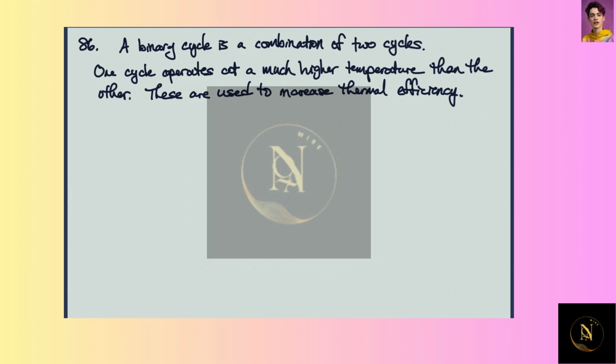So they ask us, what is a binary power cycle and what is its purpose? So a binary cycle is basically a combination of two cycles. So it's kind of like the gas steam, but in the gas steam we had the steam wasn't really a cycle, or the gas wasn't really a cycle.